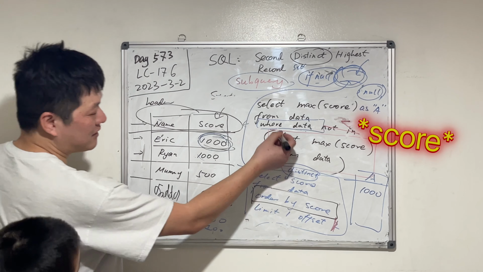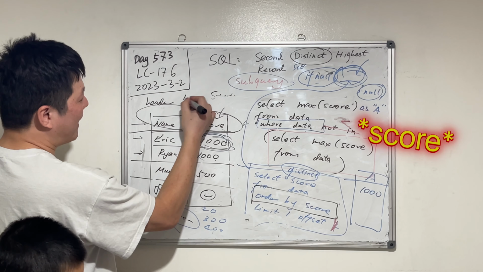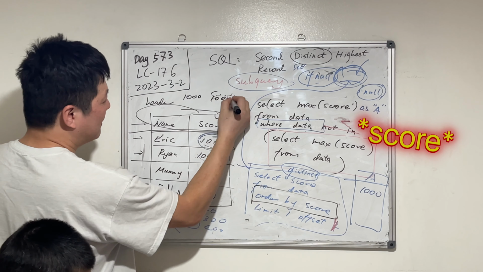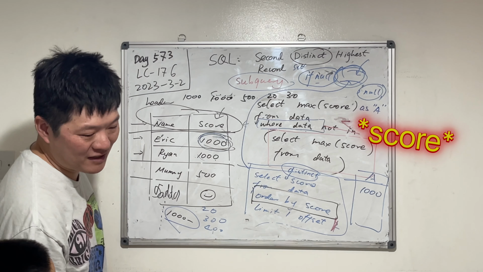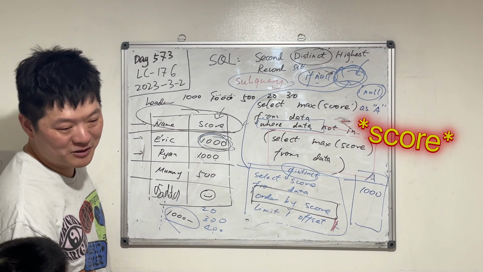Yes. This is the same thing as an algorithm, right? We have the numbers 1,000, 500, 20, 30. We want to find the second highest. How would you do it in an algorithm? Just ignore the 1,000. If this is an array A, how would you do it?